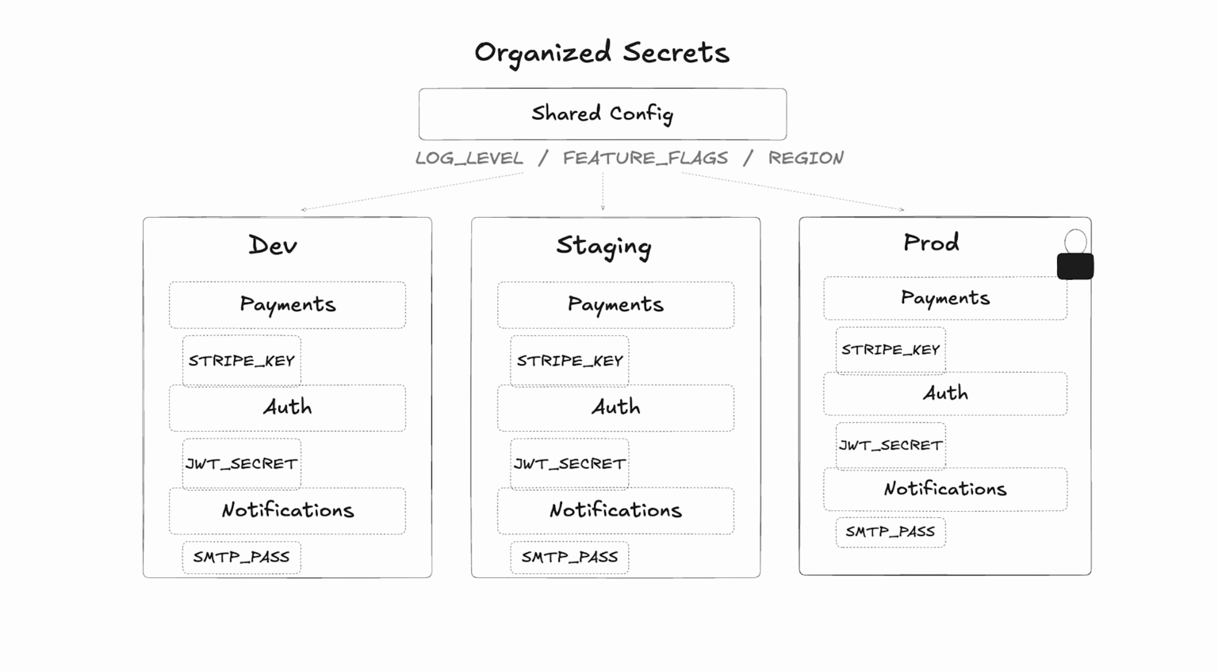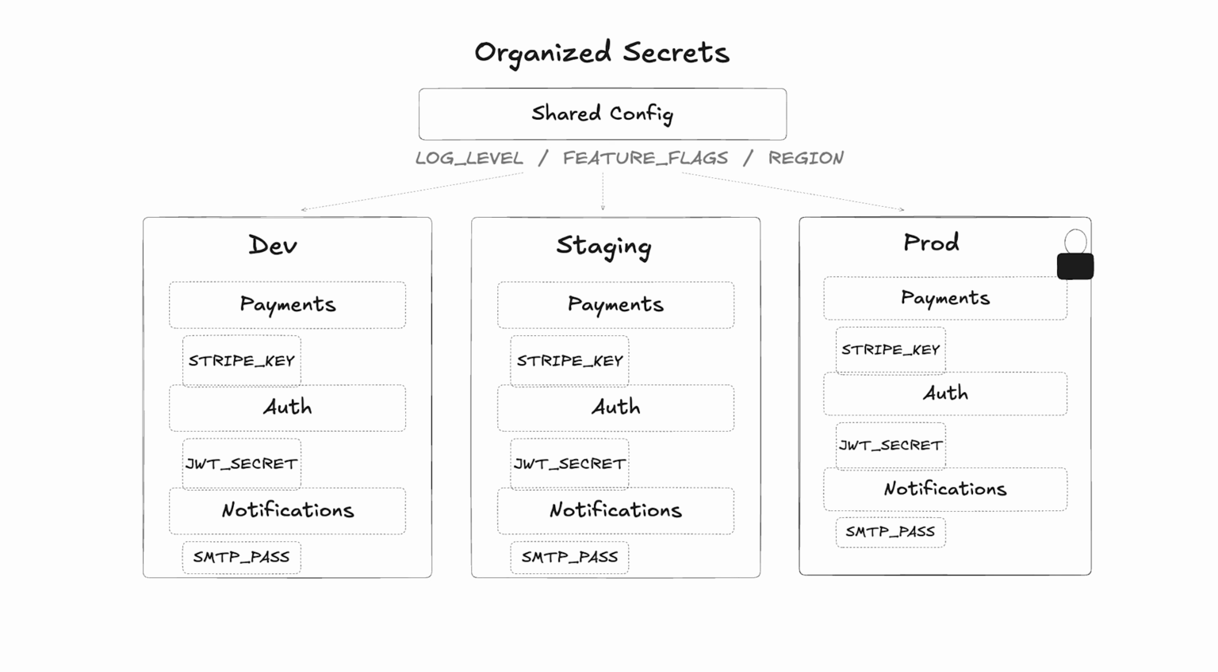Here's a typical setup. You've got dev, staging, and prod. Inside each, you have services that need their own secrets: a payment service, an auth service, a notification service. Some configuration is shared across all of them. Things like log levels, feature flags, region settings. And prod has the strictest access boundaries because that's where real customer data lives.